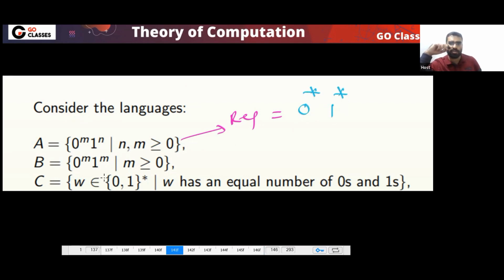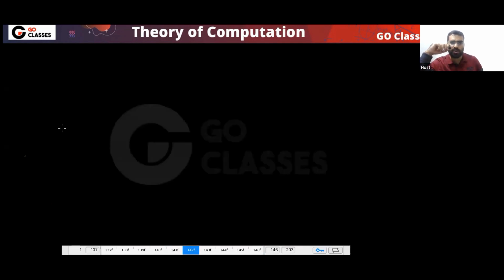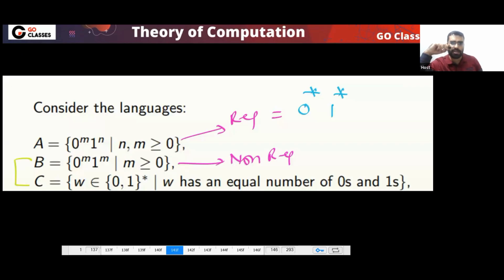Now you tell me, what about this language? This language we have already seen is non-regular. Now let's see this language: equal number of 0s, equal number of 1s. Okay. What about this language? Are these two languages the same? Tell me, are they same?